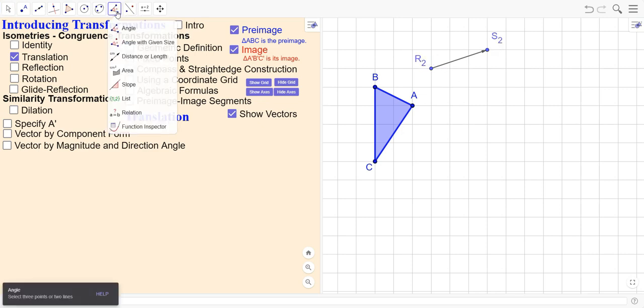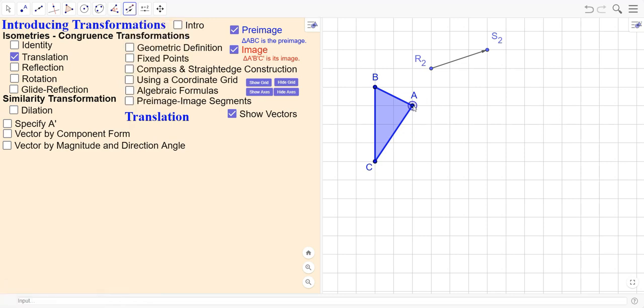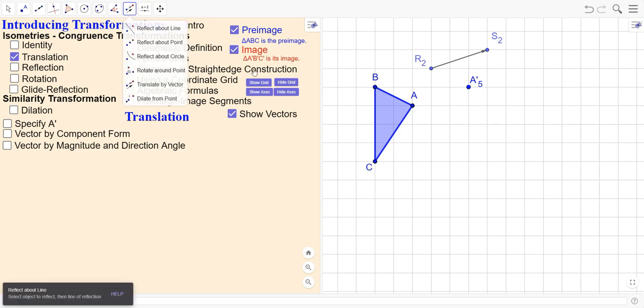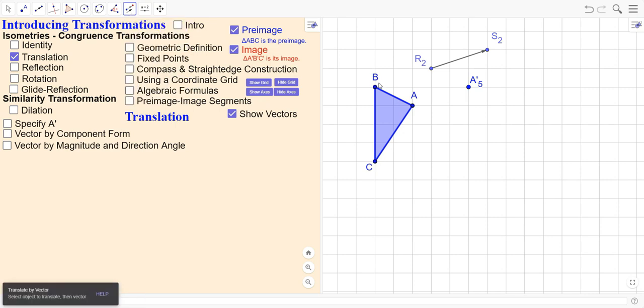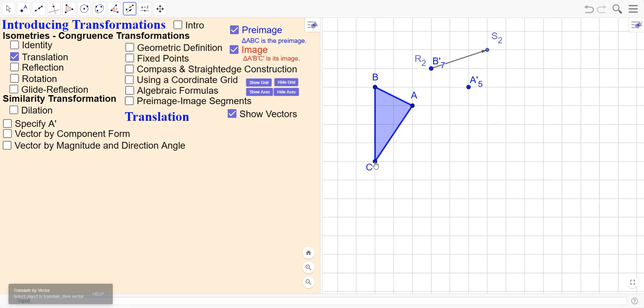We can click on this here and say, well, not that one, this one, and click on translate by vector here and pick a point and a vector, and that gives us an image point. And then we can continue, we can repeat that, translate point B by that vector, and then let's just do one more. Translate point C by that vector.